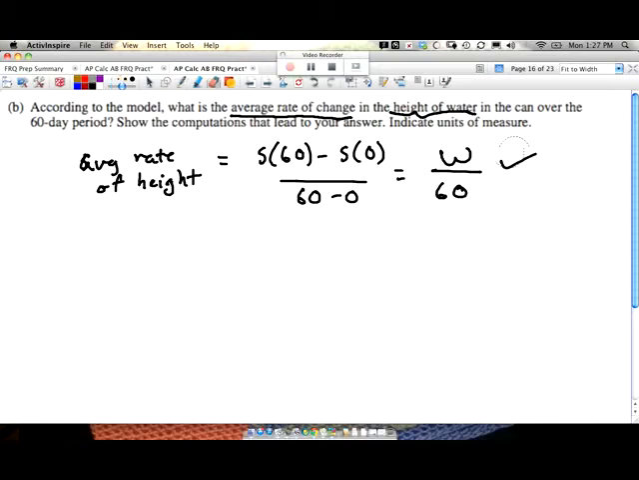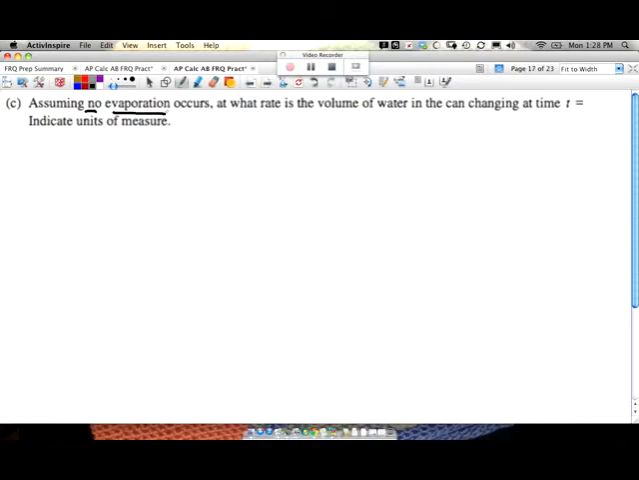That was so easy. Wait. It said what's the average rate of change in the height of water? So we're talking about the rate of change of height, which would be millimeters per, and the units that we're talking about here is day. That's it. We already figured this stuff out. We just divided it by that. And that's all you got to do. No big deal. That was super easy.